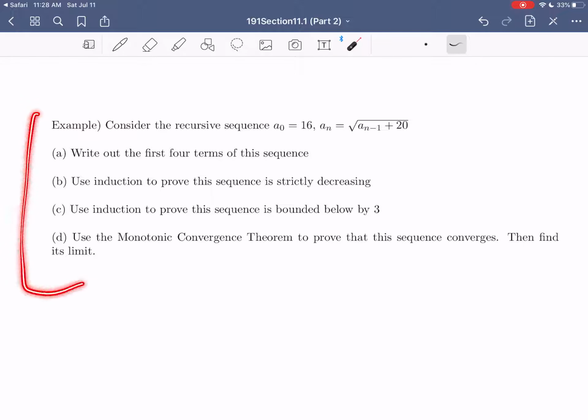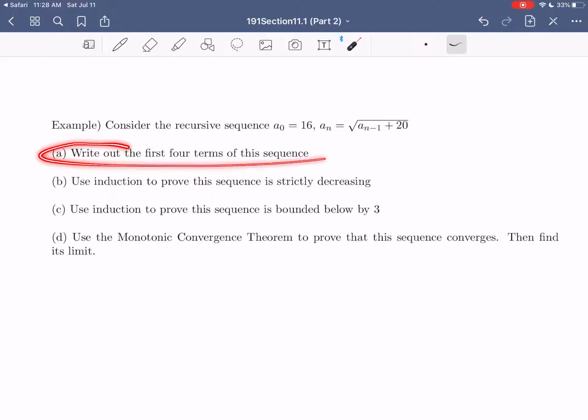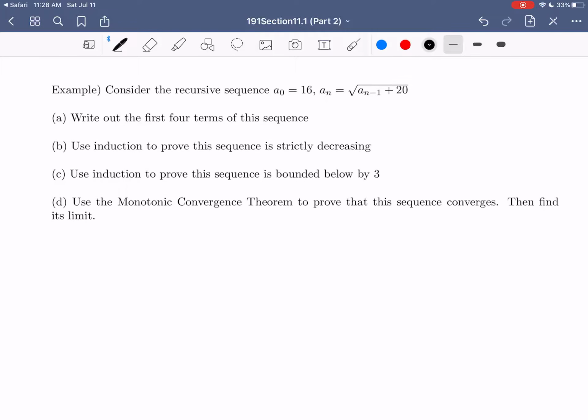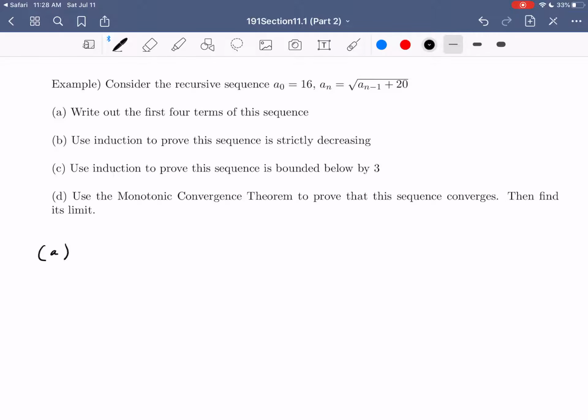So we're going to look at this example. We're going to consider the recursive sequence a sub 0 equals 16, and a sub n is equal to the square root of a sub n minus 1 plus 20. The first thing we're going to do, just to get a little practice, is write out the first four terms of the sequence. So let's start with that.